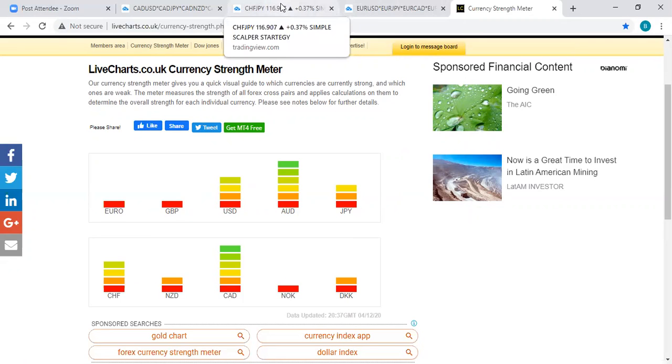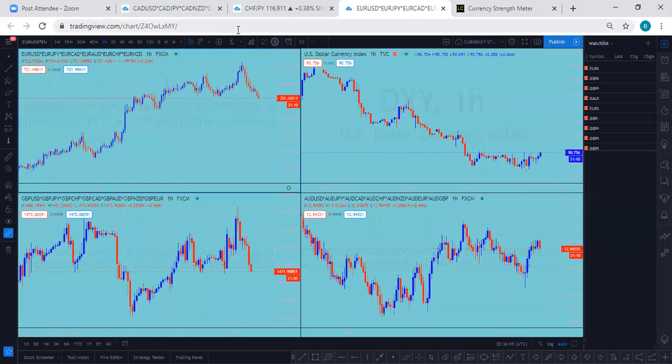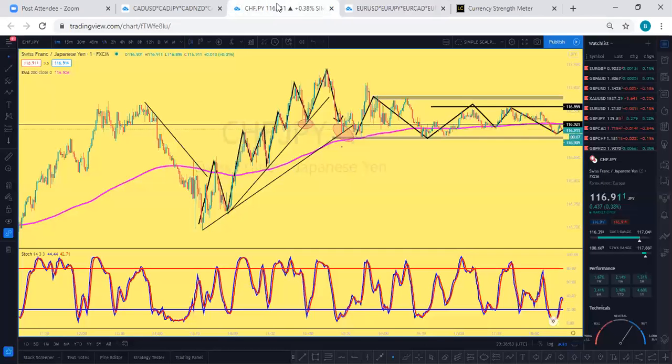Which is why I have my 4 chart screen. Euro AUD will be at the right. Euro CAD will be at the left. GBP AUD will be at the right. GBP CAD will be at the other side. And I just have them.